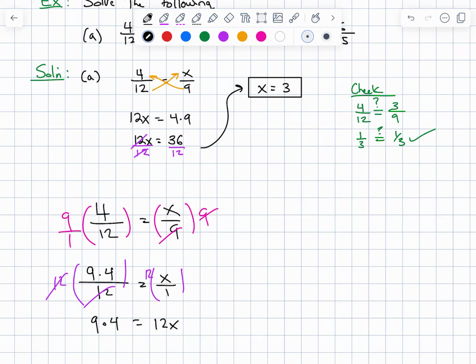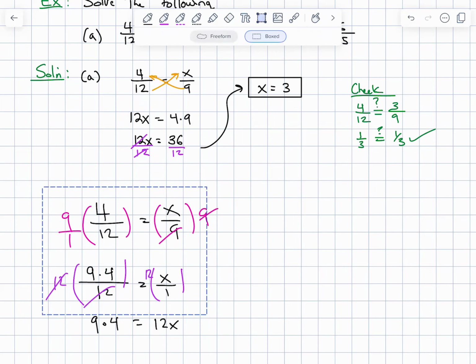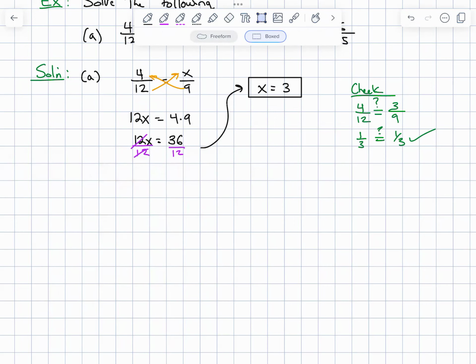It's multiplying by 9 first and then by 12 to both sides of the equation. That's what's happening. That's why cross multiplication works. But key thing to understand, cross multiplication only works if you have a fraction equals a fraction. So if I have a over b equals c over d, or box over triangle equals circle over square, then I can use cross multiplication.